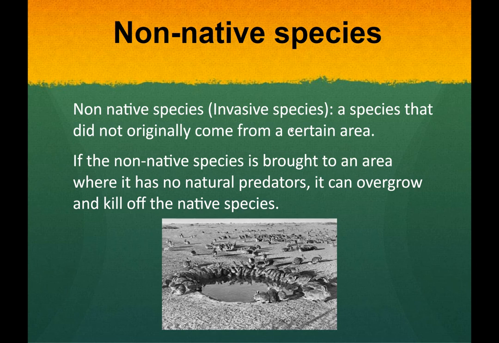The reason this is really bad for the environment is that invasive species do not have any natural predators in this new area. So the invasive species can kill off or outcompete native species. So the example we talked about in class was kudzu. Kudzu just takes over. It outcompetes, it overgrows all of the other plants.